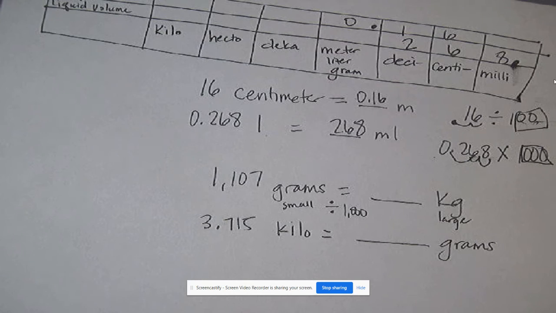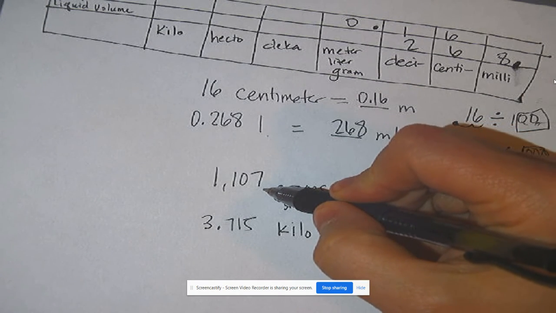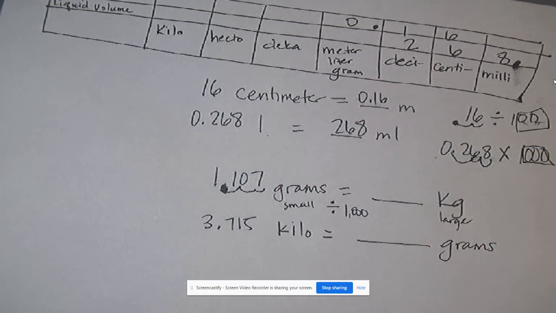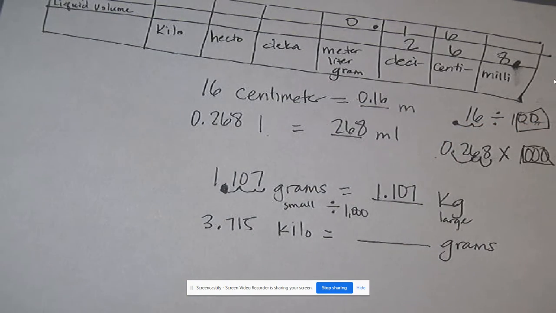It's going to get smaller, so our decimal is going to go to the left. And where's our decimal? At the end. 1, 2, 3. So how many kilograms? 1 and 107 thousandths of a kilogram.